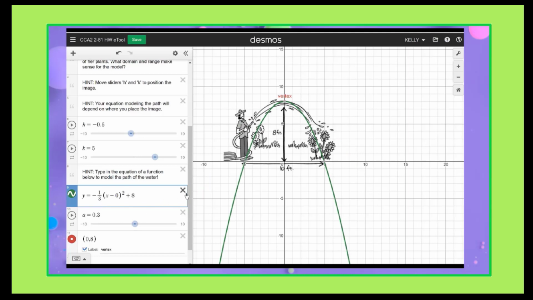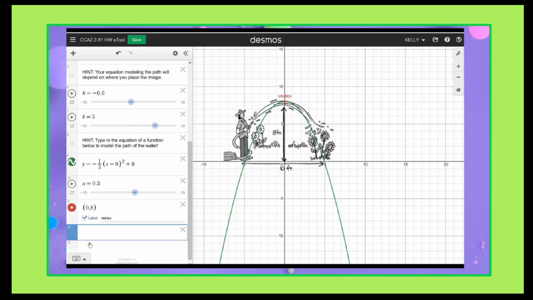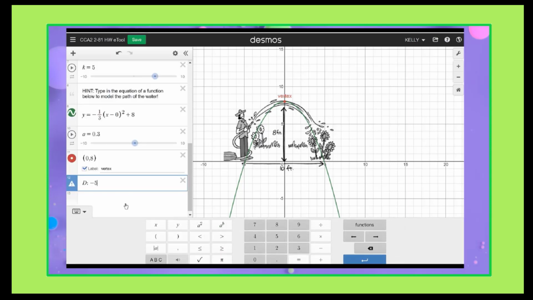Okay. Now we're going to talk about what domain looks like in this scenario. So the domain, if I put that here, let's capitalize that. It's going to be from -5 to 5. And then let's just get this calculator here. -5 is less than or equal to X, which is less than or equal to 5.